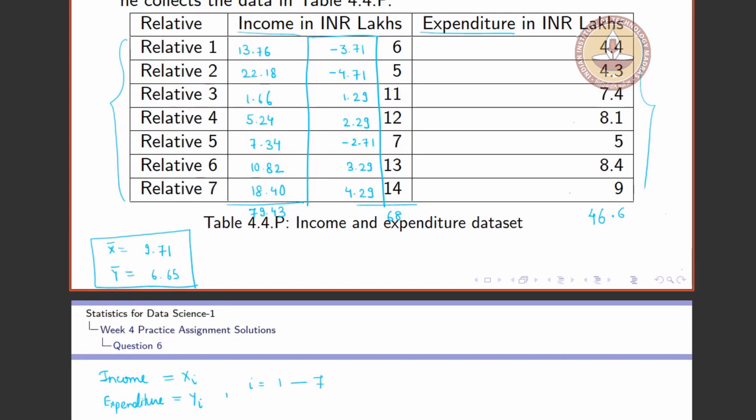Let's find the deviation of expenditure of relatives of Ajay from the sample mean expenditure. So 4.4 minus 6.65 will be equal to minus 2.25. This will be minus 2.35. This is 0.75. This is 1.45. 1.65 is minus 1.75 and 2.35.